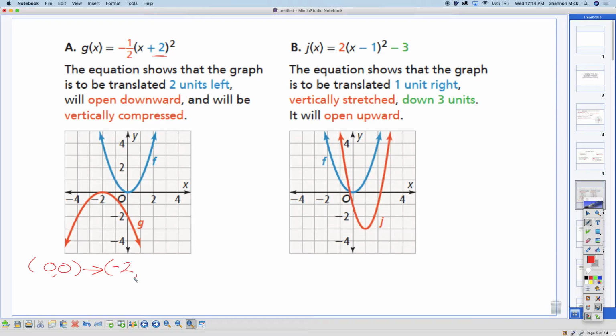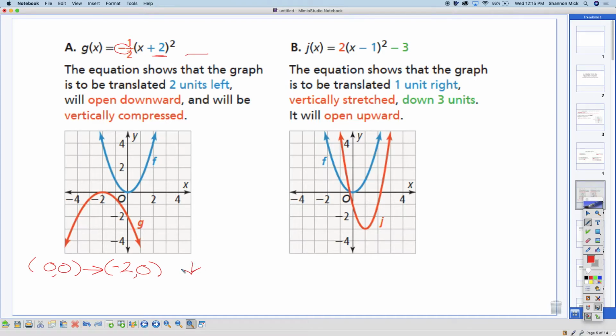And is there a k? No. So the k is what? 0. Okay. So my vertex is going to go from 0, 0 to -2, 0. Yes? Is it going to open up or down? Down. So I put an arrow like this.